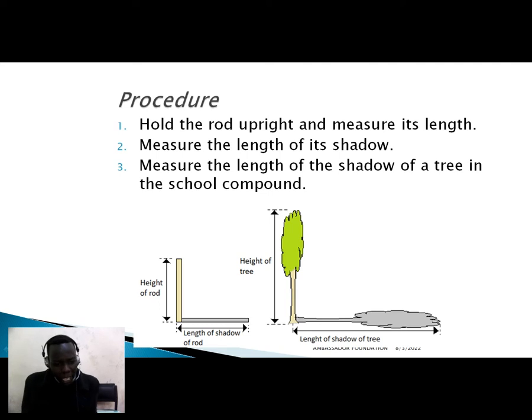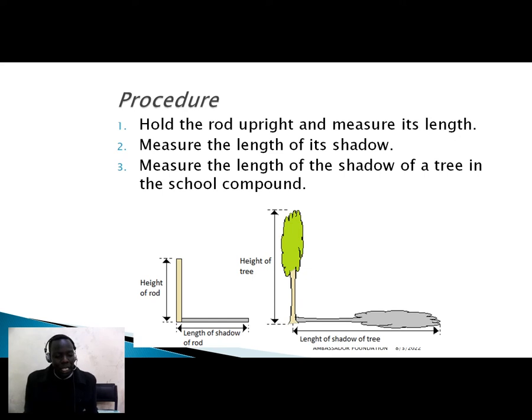So for this rod, we can get its length and the length of the shadow. But for the tree, we can only get the length of the shadow, because the shadow is cast on the ground. Not up, it's cast on the ground. If you cannot get a rod, you use yourself as the rod, you know your height. Then when you stand, tell somebody to measure your shadow. In fact, you can do it by yourself.